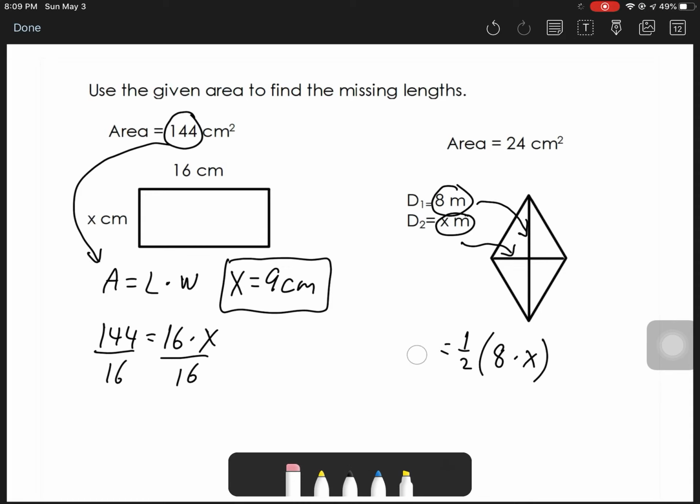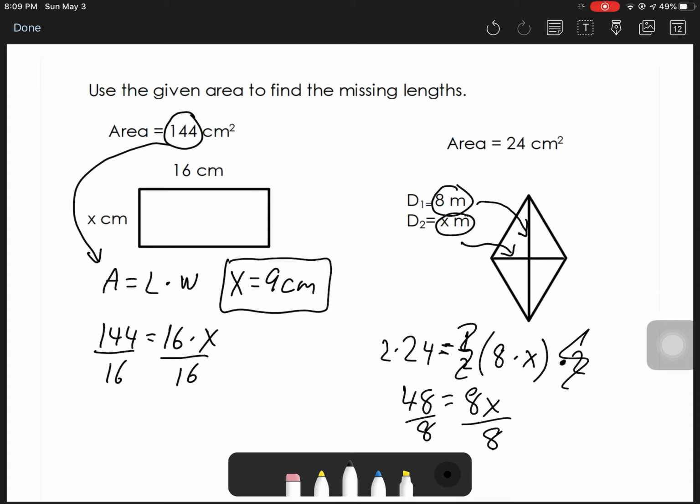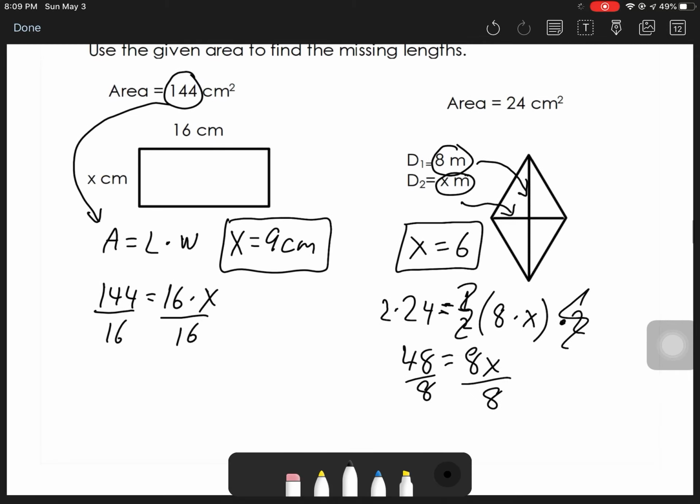This time what we need to do is replace the A with 24, but we need to get rid of that 1/2 first. So let's multiply both sides by 2, because that's how you would get rid of the 1/2. So 48 equals, now on the right side we have 8x, because this is going to go away with our 2 over here. Then we divide by 8, and we get x equals 6. So there's just going to be some back solving with a lot of these problems.